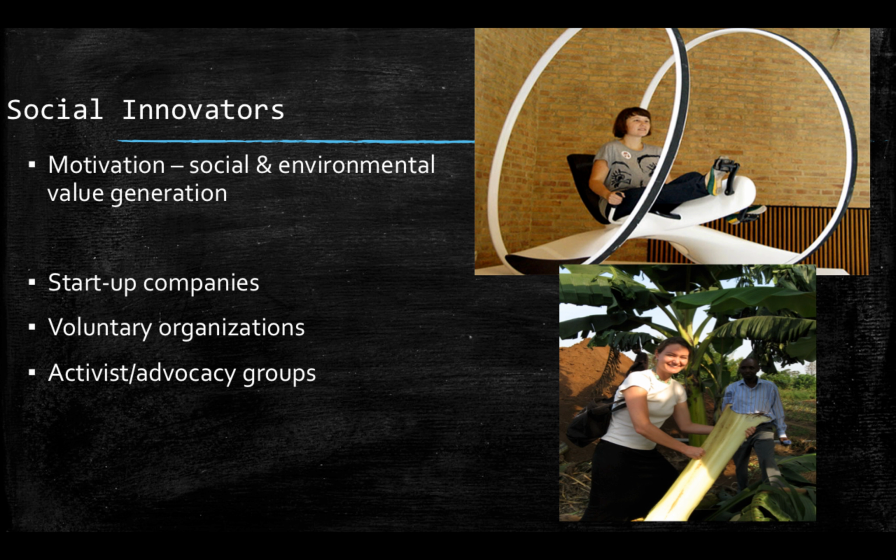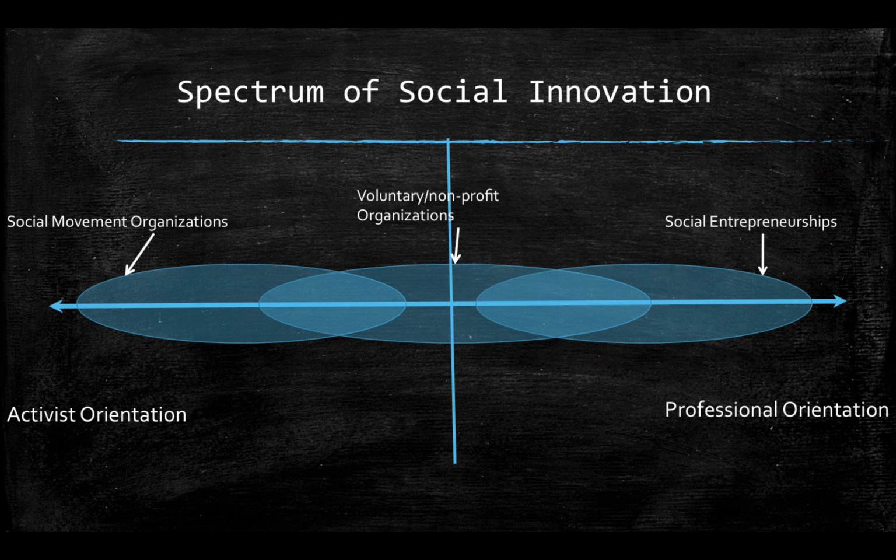And then finally, social innovators. Now, social innovators are motivated by a very clear agenda for social and environmental value generation. There are different groups that can be part of social innovation. In fact, I call it a spectrum of social innovation.